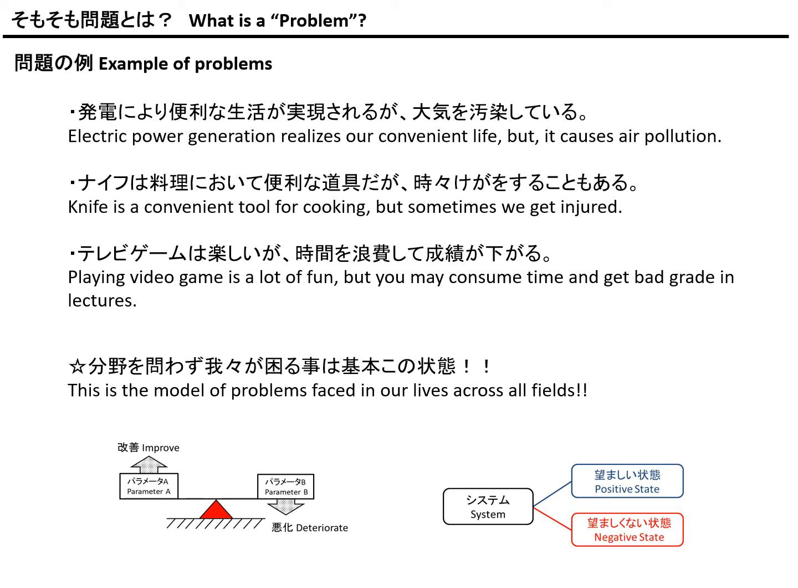I do believe that some of the engineering researchers may be dealing with this kind of problem. But similar things could be said in our daily life. Another example is a knife: it is a convenient tool for cooking, but sometimes we get injured. Right? So in this case, we are trying to improve the convenience in cooking, but at the same time, there is an increased risk of getting injured.